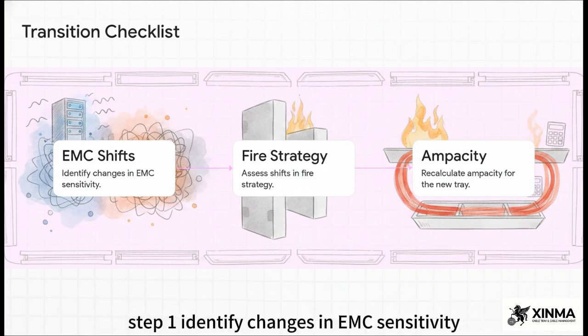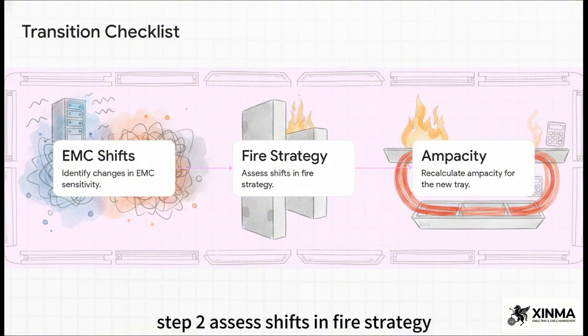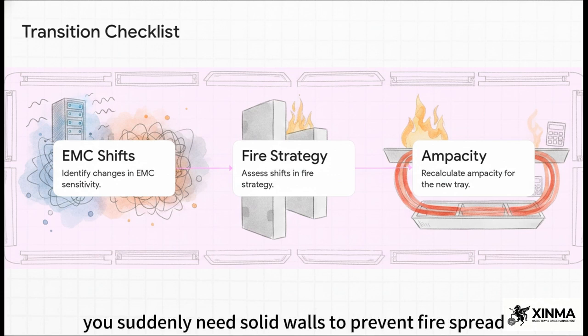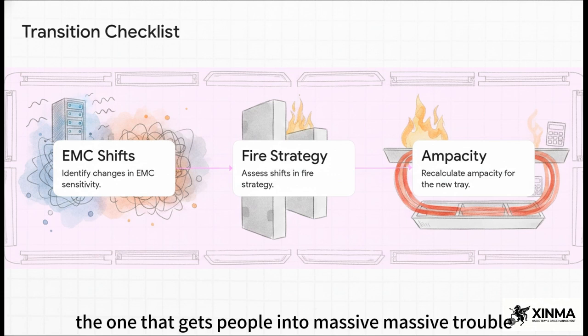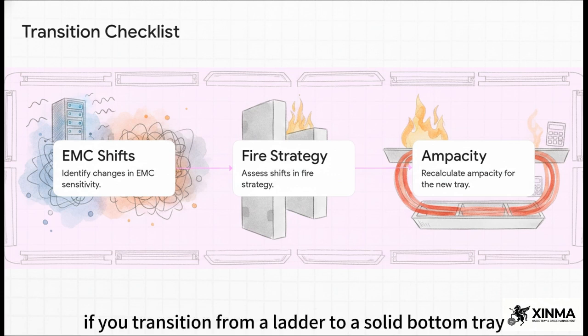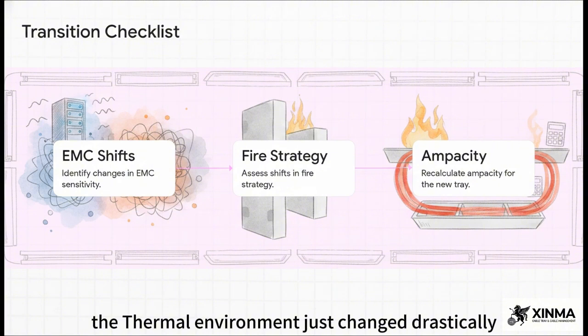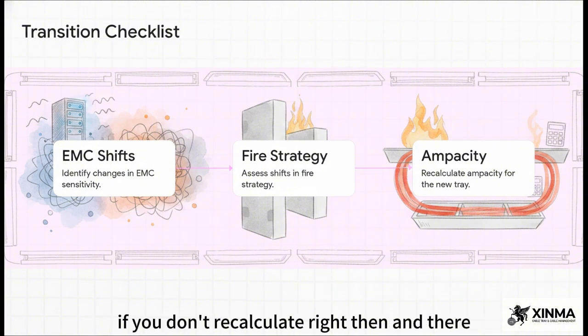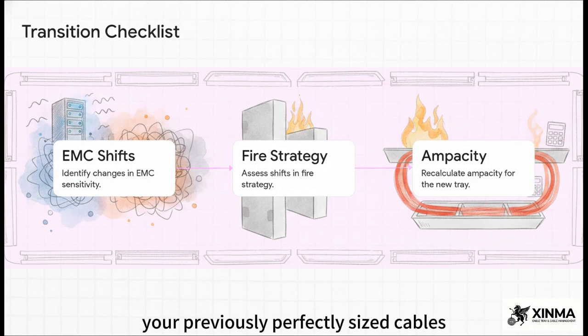Step 1, identify changes in EMC sensitivity. Step 2, assess shifts in fire strategy. Maybe you suddenly need solid walls to prevent fire spread, right? And step 3, the one that gets people into massive, massive trouble. Recalculate ampacity for the new tray. If you transition from a ladder to a solid bottom tray, the thermal environment just changed drastically. If you don't recalculate right then and there, your previously perfectly sized cables are now a serious fire hazard.